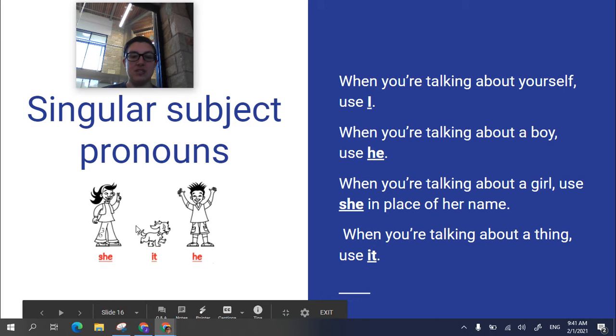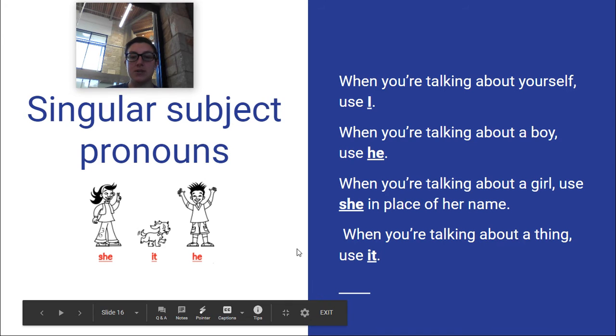But we don't know if this dog is a boy or a girl. So we're just going to say the dog is in between Lisa and Omar. It looks happy. If we know that this is a girl, then we could say she looks happy. If we know it's a boy, we could say he looks happy. You don't want to use it for a person, though. That's very rude.